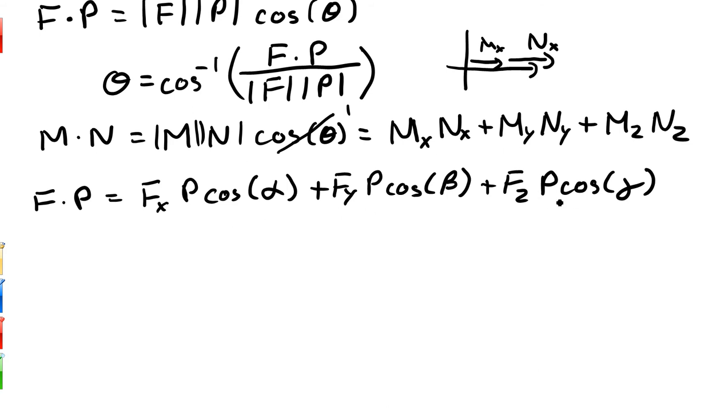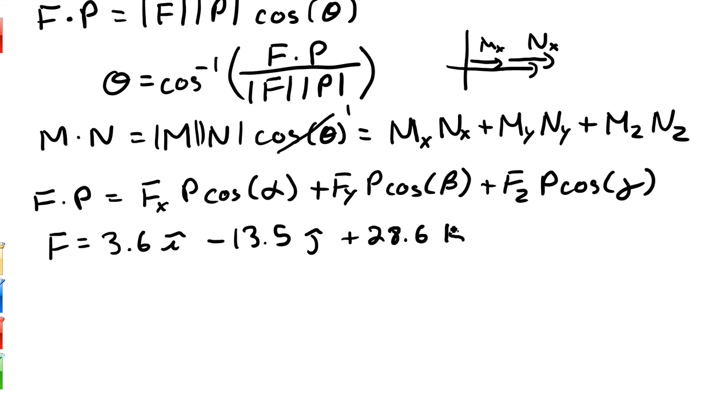That's all nice. I know you guys are engineers and you like numbers, so let's write this out. Actually, let me write out F first. They're giving you F is equal to 3.6 in the I, minus 13.5 in the J, and 28.6 in the K direction, and these are all newtons. You should get fairly comfortable with IJK notation. It's just fancy words for saying X, Y, and Z.